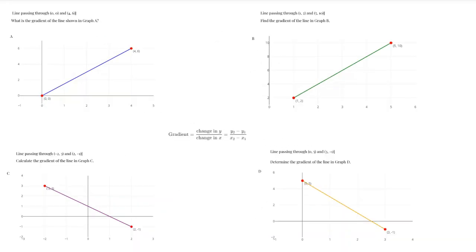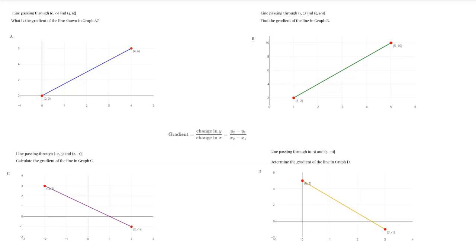Hello, people. This is a few examples of finding the gradient of a line. These are common questions for foundation and higher. It's just something everybody needs to know if they're taking any kind of mathematics exam, anywhere really.